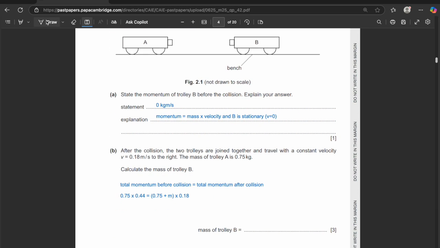So you can get m is equal to 0.75 times 0.44 divided by 0.18, subtracted by 0.75. If you use the calculator, you will get 1.0833 and so on. So you can take two significant figures, 1.1 kilograms.